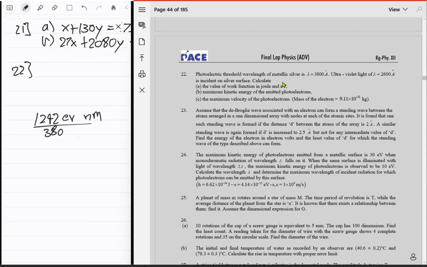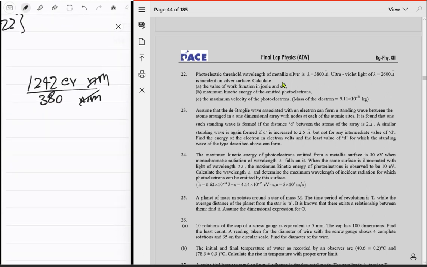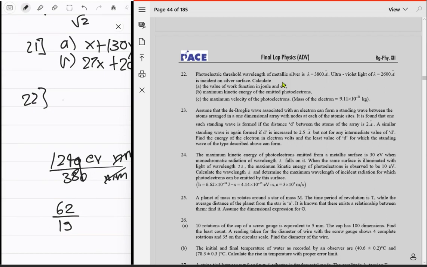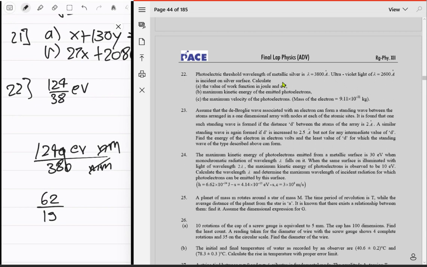380 nanometers, right? In electron volts it is this thing, which I don't know how much it is. Reduce, is it divisible by 4? No, first do it by 2. One thing, so take 1240 for now, right? And now reduce it. So just 31 upon, okay, this isn't divisible by 4 for some reason, so just by 2, 62 upon 19. Yeah, whatever, just leave it like that. 124 upon 38 electron volts, just leave it.